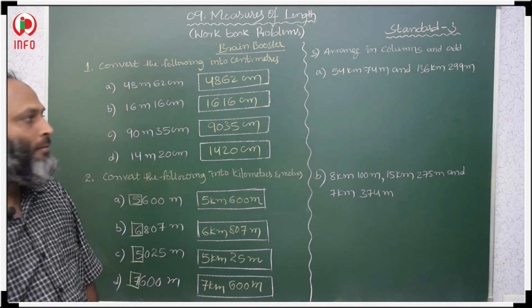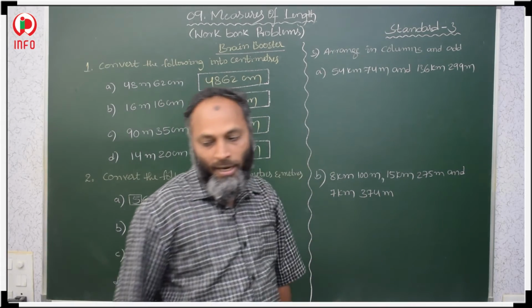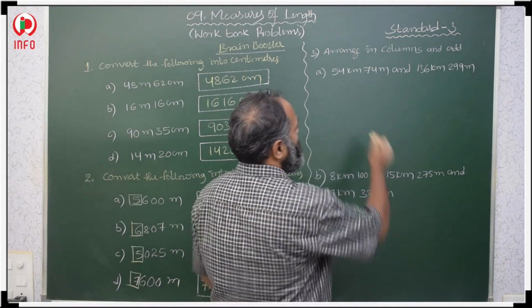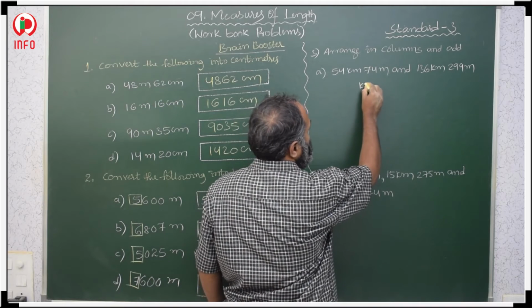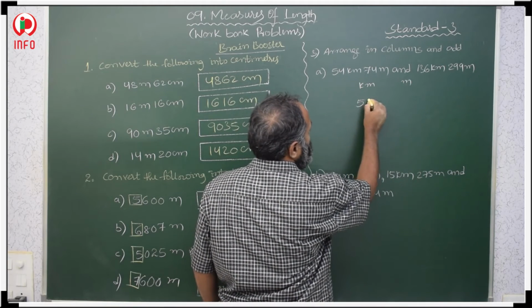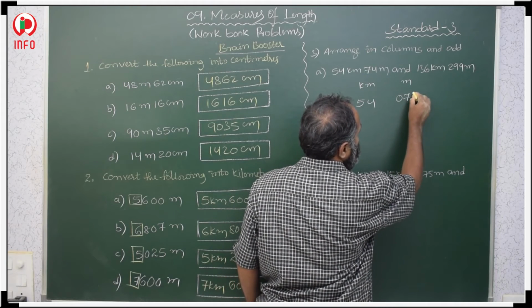Okay. Now, after this, arrange in columns and add. Here kilometers and meters are given. First write kilometers here and after that meters. How many kilometers first? 54 kilometers. 74 meters means 074 we have to write.